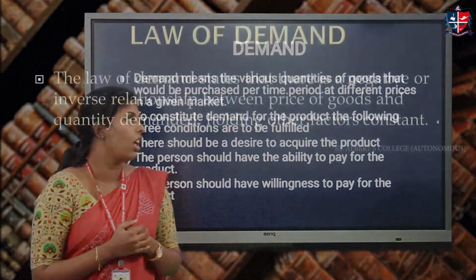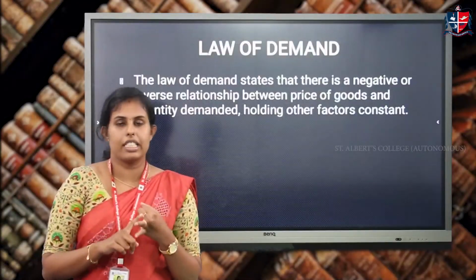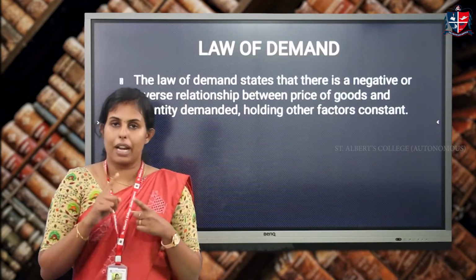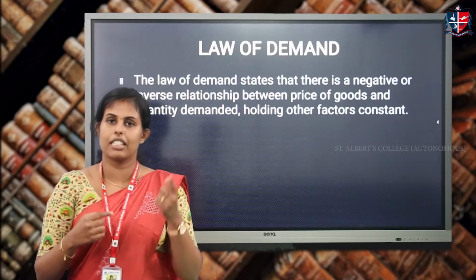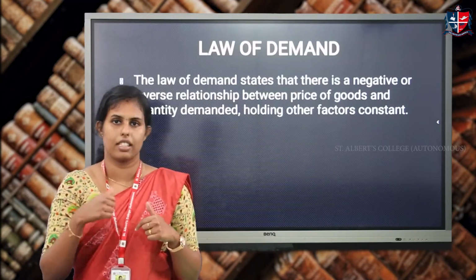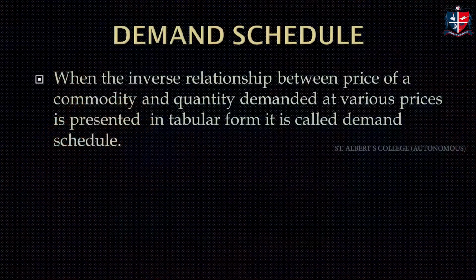Next, we move to the law of demand. The law of demand states that there is a negative or inverse relationship between the price of the commodity and the quantity demanded. That is, when the price starts increasing, the quantity starts decreasing, or when the price starts decreasing, the quantity starts increasing. Next, we'll move to the demand schedule.